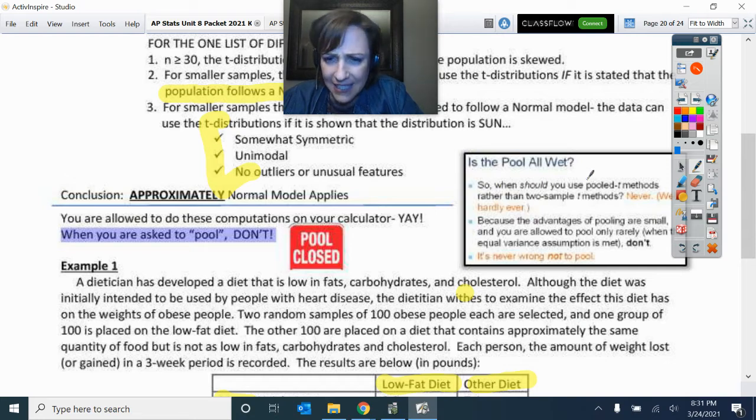So technically, the advantages to pooling are quite small. It reduces the variability and allows you to be a bit more precise in your estimations. Okay, but you are only allowed to pool if the variances were the same, if they had equal variances. So that would mean, remember, variance is the standard deviation squared. So those standard deviations would have to be identical to have the same variances.